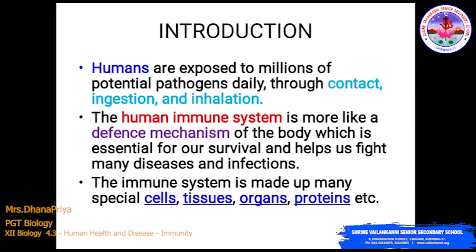The human immune system is a defense mechanism of the body which is essential for our survival and helps us fight many diseases and infections. Today our current topic will be the coronavirus. How are we defending and protecting ourselves from the coronavirus? The physical barrier methods are wearing the mask, cleansing your hands with hand sanitizer, and maintaining distance.